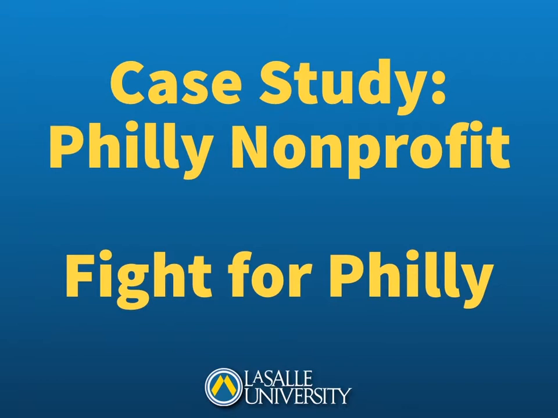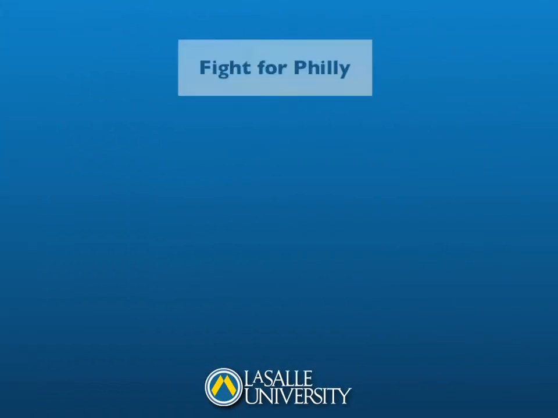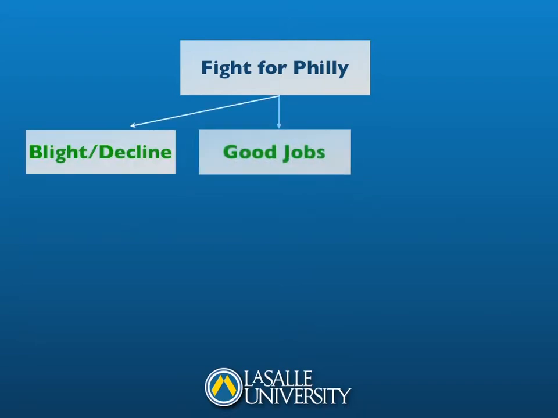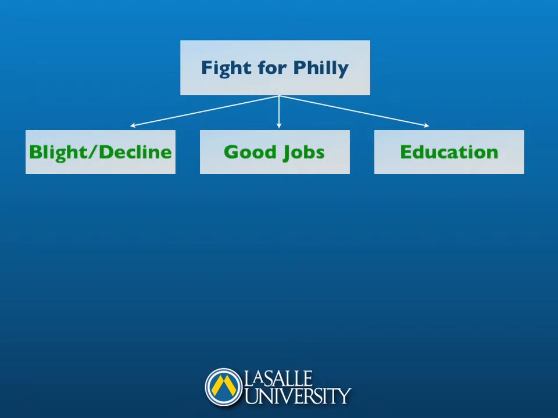I'm going to give a case study of a Philly nonprofit called Fight for Philly. And I did some work with them, and I'll show you how we broke it down. Fight for Philly, in particular, has 3 different core missions that they talk about and that they do work around. One is around blight and decline in Philadelphia's neighborhoods. Another one is ensuring that people have good jobs. And the third is education for our future.